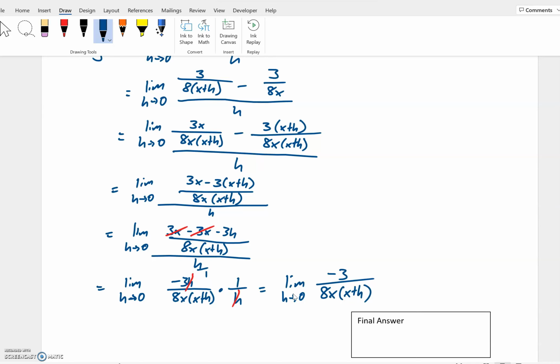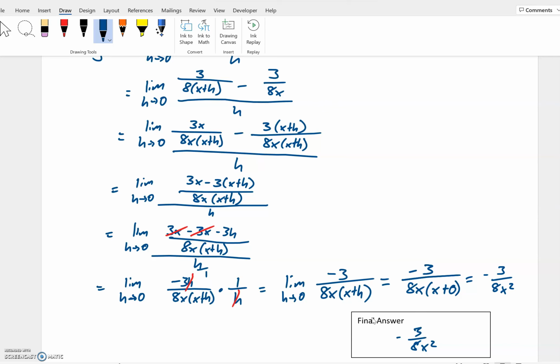Now I'm in a place where I can apply that limit, right? Up until that point, I had an h in the denominator. Everything would have gone awry. But now I can get rid of the limit and say, okay, I'm going to plug in 0 for h. And so what do we get? We end up getting -3 on top, 8x squared on the bottom. So that should have been our final answer, that g prime of x is -3 over 8x squared.